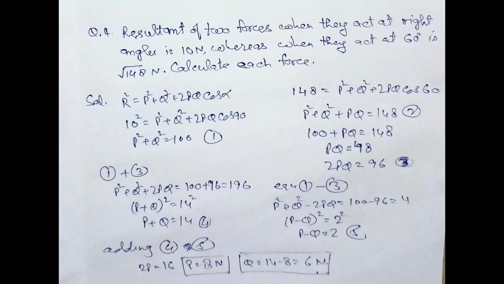We have two equations. One is for the resultant, R equal to root P square plus Q square plus 2PQ cos alpha, and another one is for the direction of the resultant, tan theta equal to Q sin alpha upon P plus Q cos alpha. Putting all the given values in these two equations, we can find out any unknown quantity in this type of questions. I hope you have enjoyed the video.